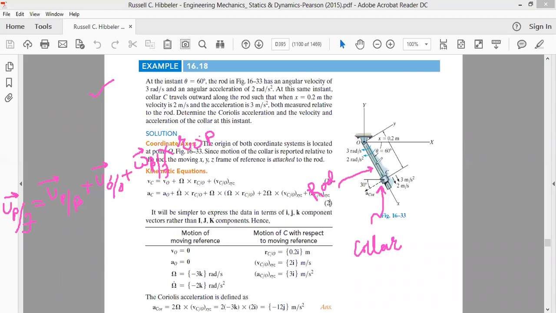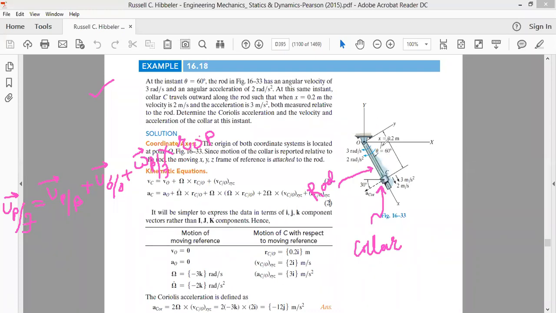As far as the motion of the rod is concerned, the rod swings, it rotates about an axis passing through point O. So we can say that the rod has oscillating or rotatory motion. The motion of collar C is translatory motion. It translates. Now the question says, at the instant shown, theta is equal to 60 degrees.